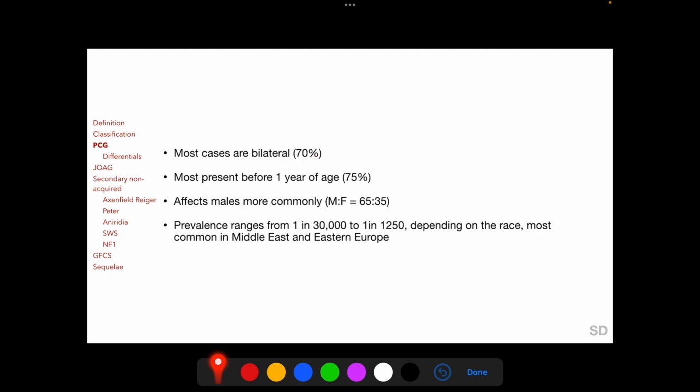70% of PCG cases are bilateral and 75% present before 1 year of age. PCG affects males more commonly than females, and the prevalence of PCG ranges from 1 in 30,000 to 1 in 1250 depending on race, and PCG is said to be most common in the Middle East and Eastern Europe.